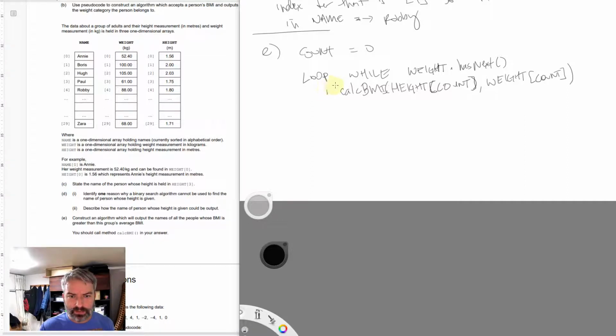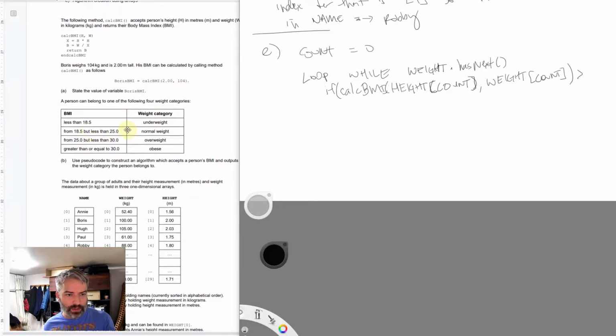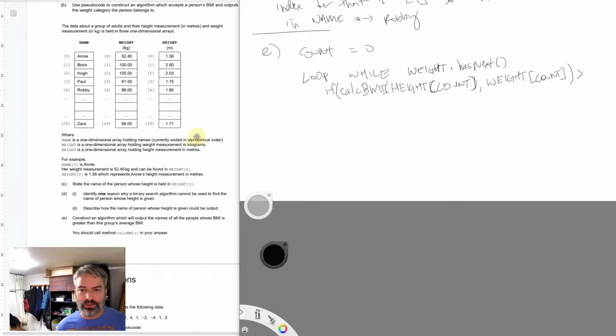I'm going to say, if this thing is greater than... what do we want to output? We want to output people. Oh, wait, geez, I messed this one up. Maybe I should not be doing this. Maybe I'm tired. The problem says to output the names of all people whose BMI is greater than this group's average BMI. Somehow I read that as just getting the average weight, over normal or something. That's what I was jumping to. Thankfully I caught that, because there's not too great of a change here.